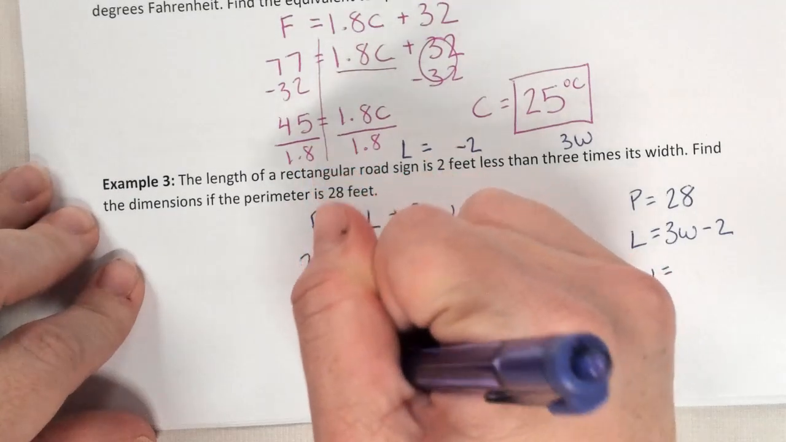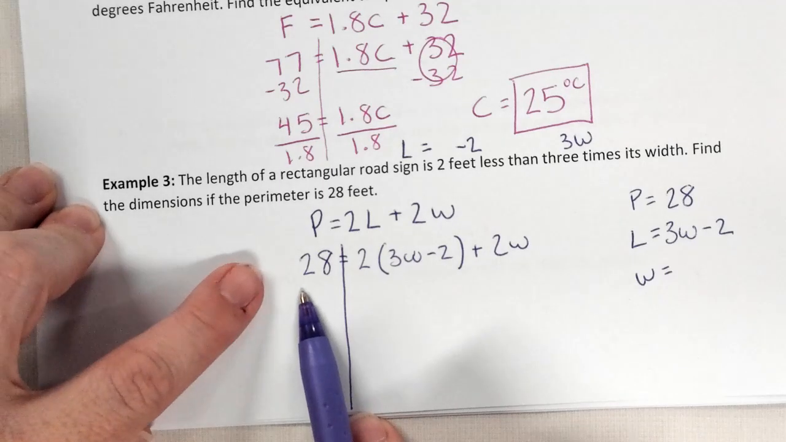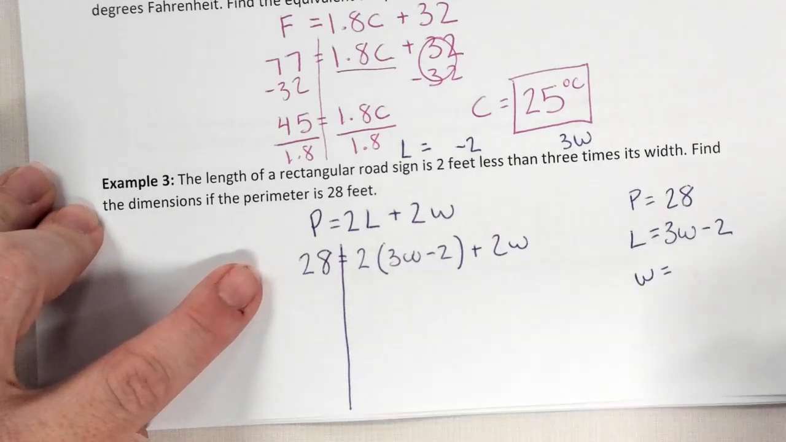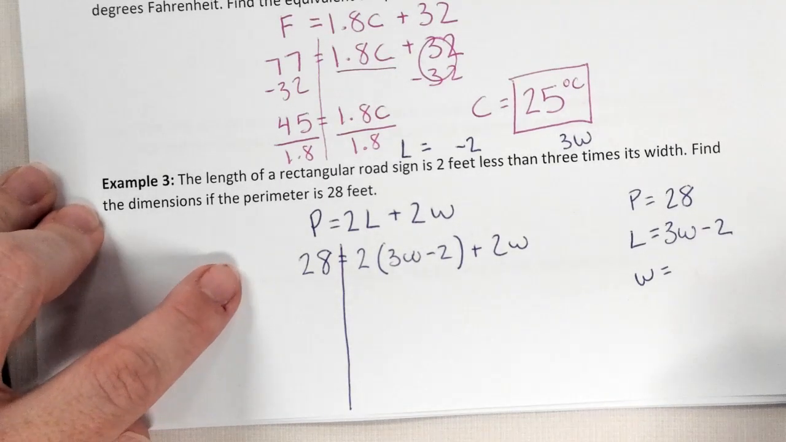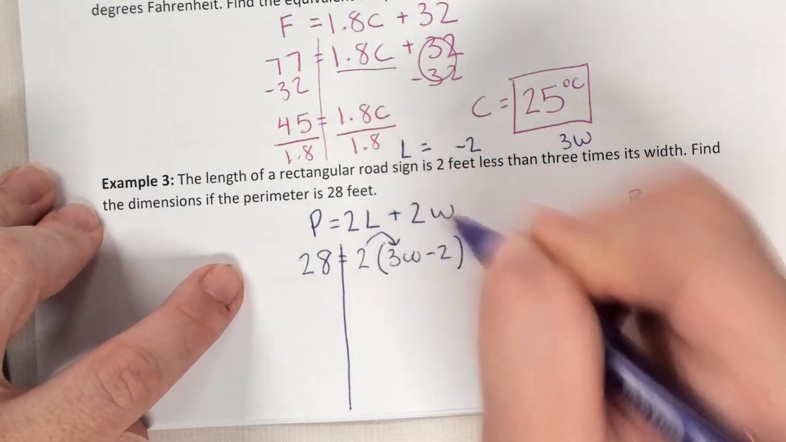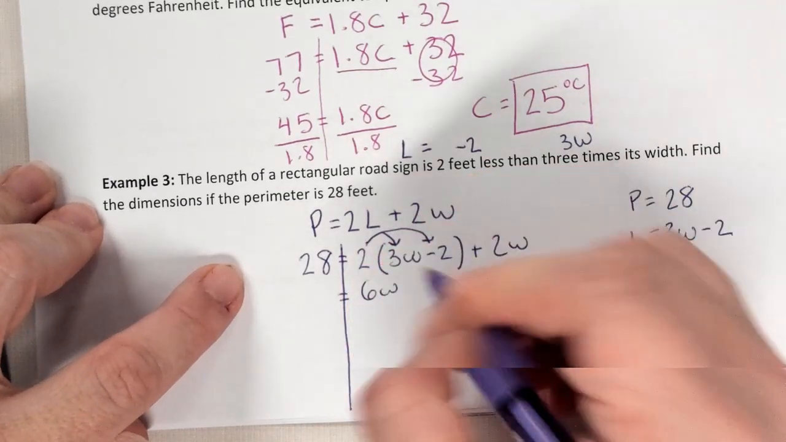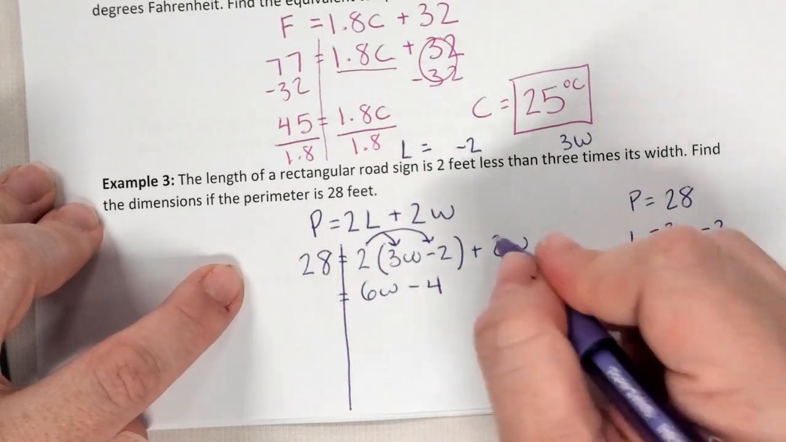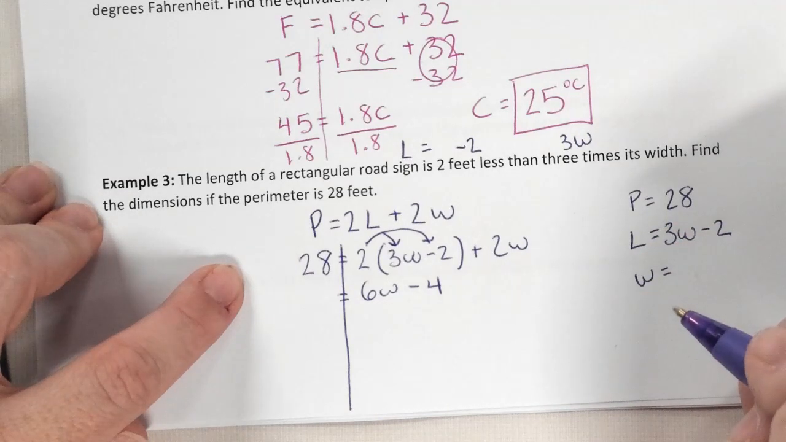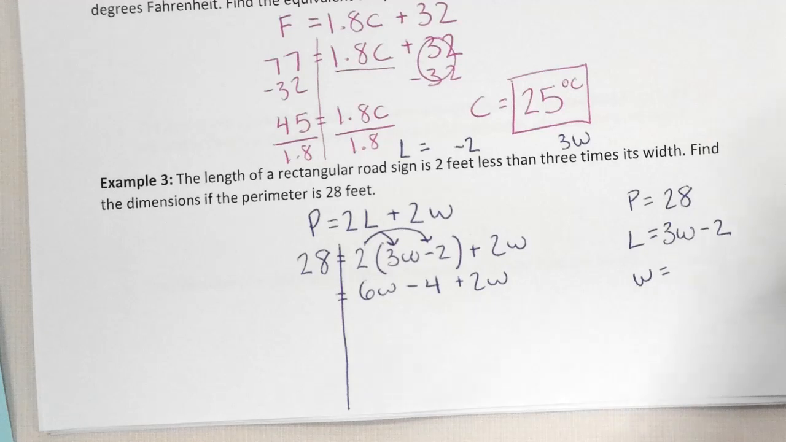First things first when we're solving is we always want to simplify both sides. Well, 28 is obviously simplified. What am I going to do on that right side to simplify? I'm going to multiply, I'm going to distribute. So what's 2 times 3W? And then 2 times negative 2. And what do I do with this plus 2W? Yeah, just bring it down. I'm not multiplying it because it was outside the parentheses.